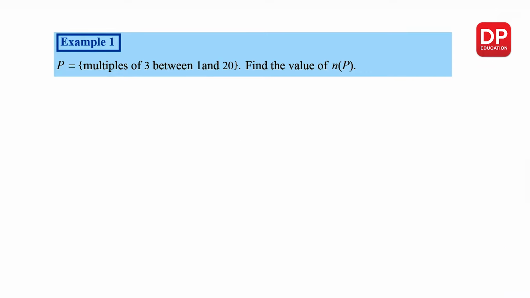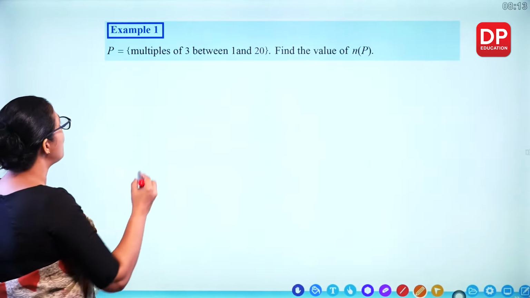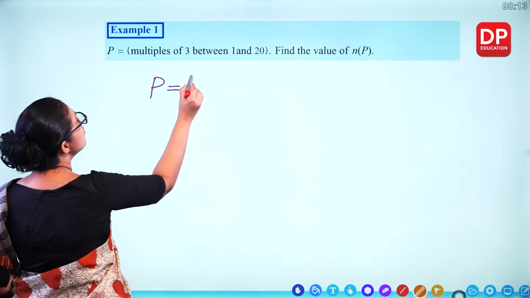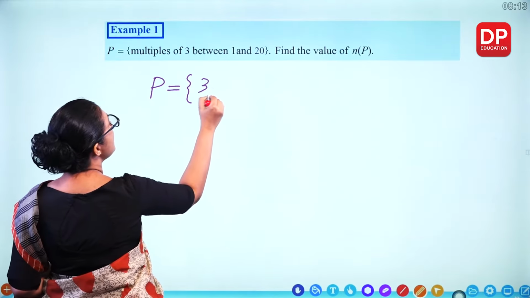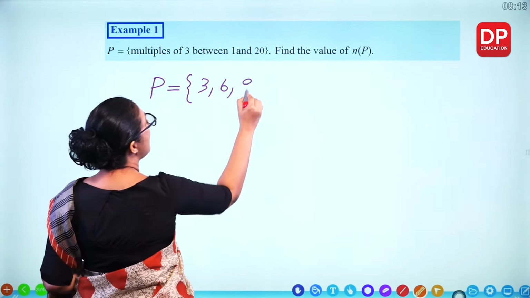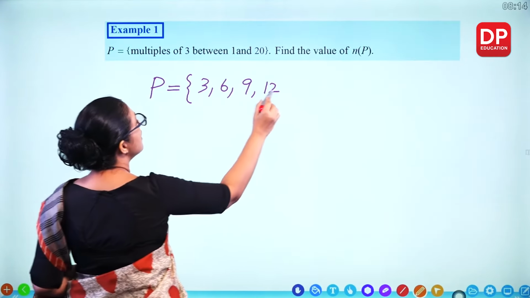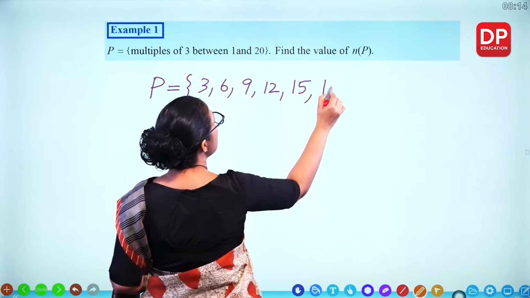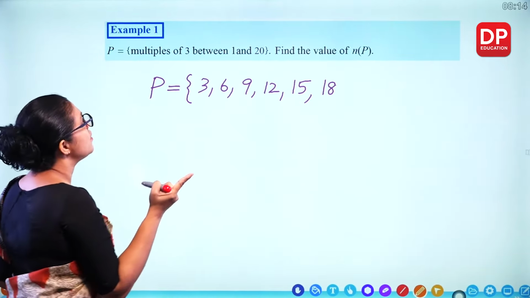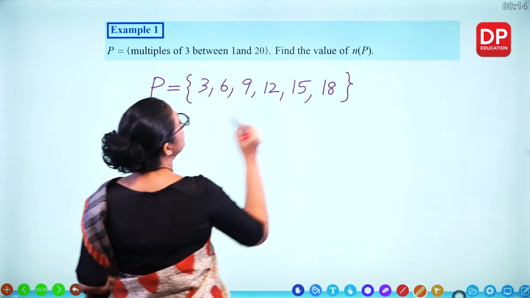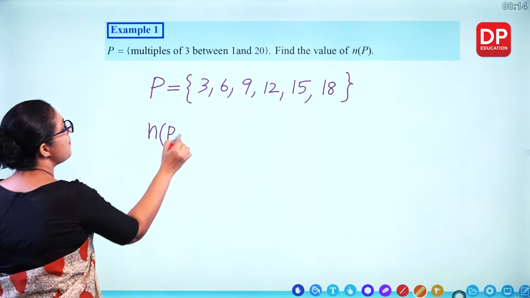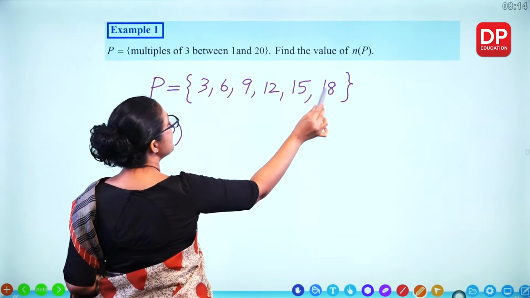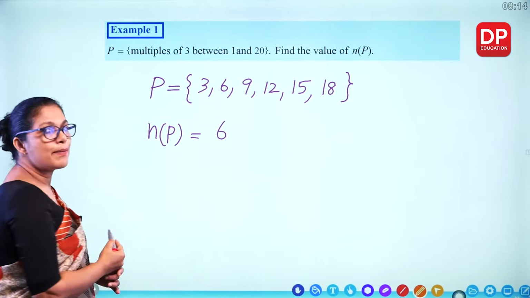Example number 1. Multiples of 3 between 1 and 20. Find the value of n(P), number of elements in P. So before that, we need to identify the elements. Multiples of 3: 3, 6, 9, 12, 15, 18. And 21 you can't write. So these are the multiples of 3. So what's the number of elements in P? 1, 2, 3, 4, 5, 6. So you can write 6 elements are there.